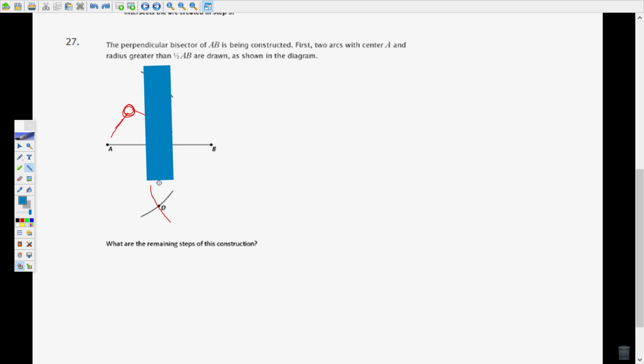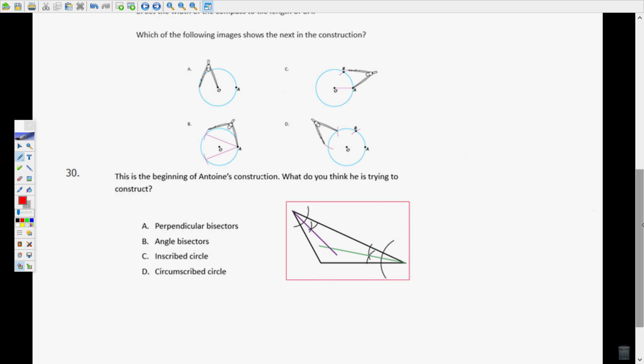Oh, hello, big line. That's a very large line, isn't it? Make that a little bit smaller, okay. And that would give you your perpendicular bisector. Draw a line through the 2 points of intersection, and that would give you your perpendicular bisector. Good. Number 28.